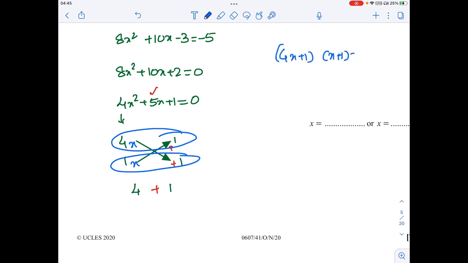x plus 1 equals 0. So 4x plus 1 equals 0, 4x equals negative 1, x equals negative 1 upon 4. x plus 1 equals 0, x equals negative 1. So what should be my answer? The answer is negative 1 upon 4 and negative 1.